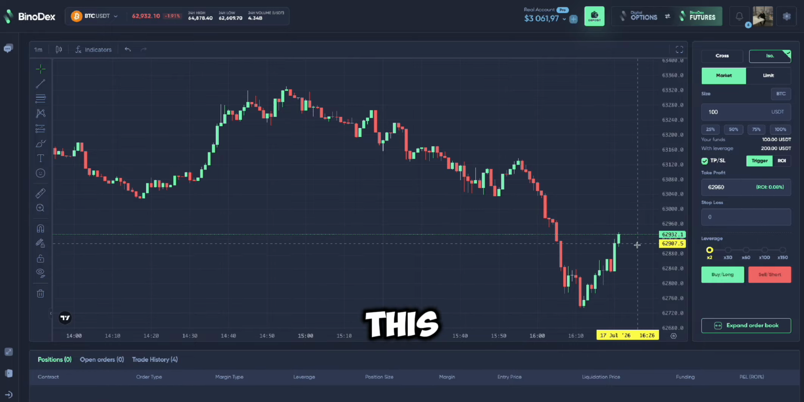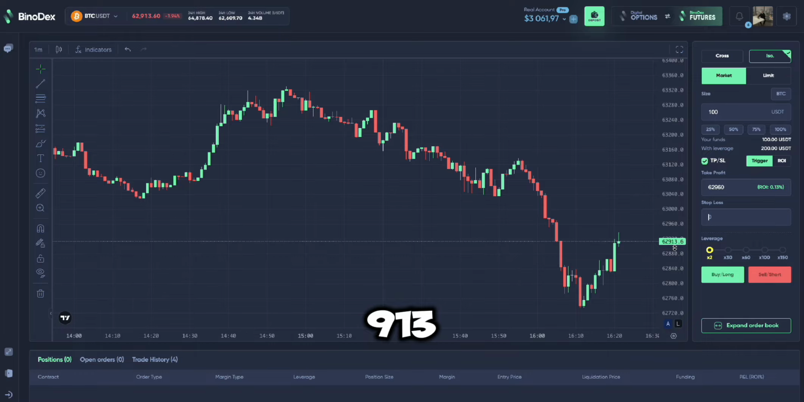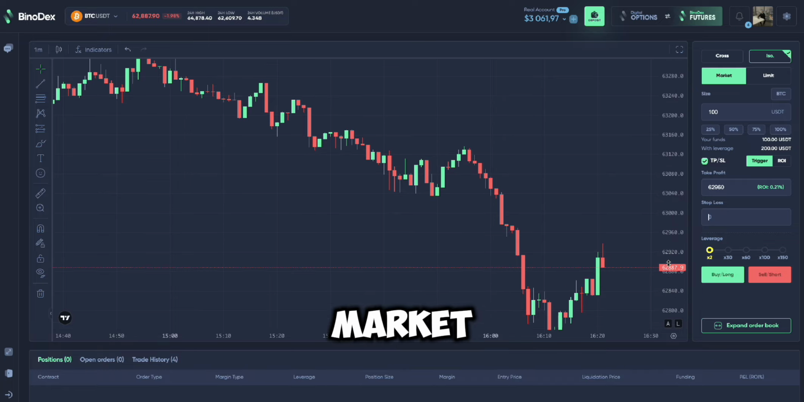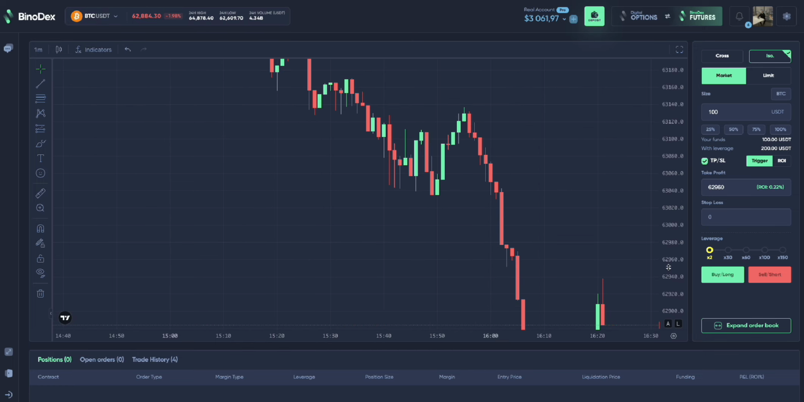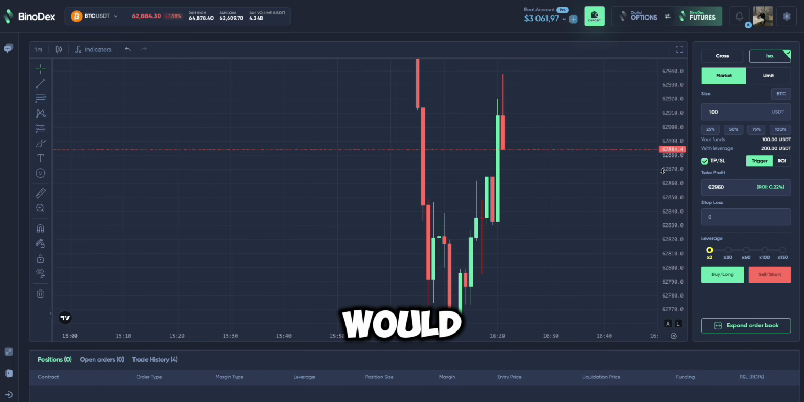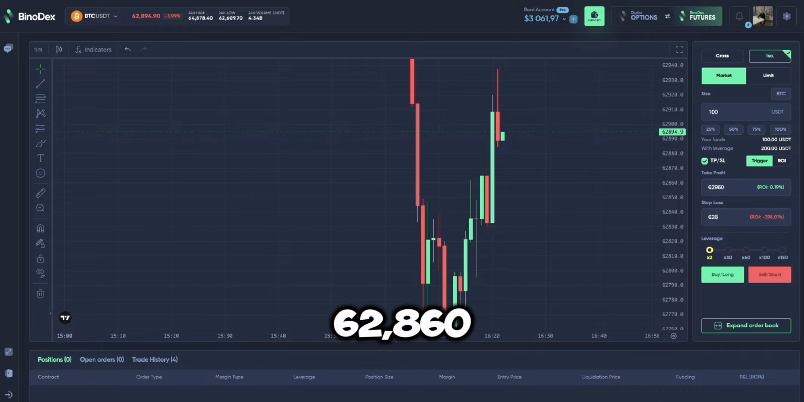For instance, at this very moment, the price is at 62,192 or 913. And for instance, let's imagine a scenario where we want to close our active trade exactly when the market price reaches that specific point on the chart right now. Let's take a closer look to see at what precise level that would be. For example, we might decide to exit when the price reaches, let's say, the level of 62,860. To be absolutely clear, that target exit price is 62,860.